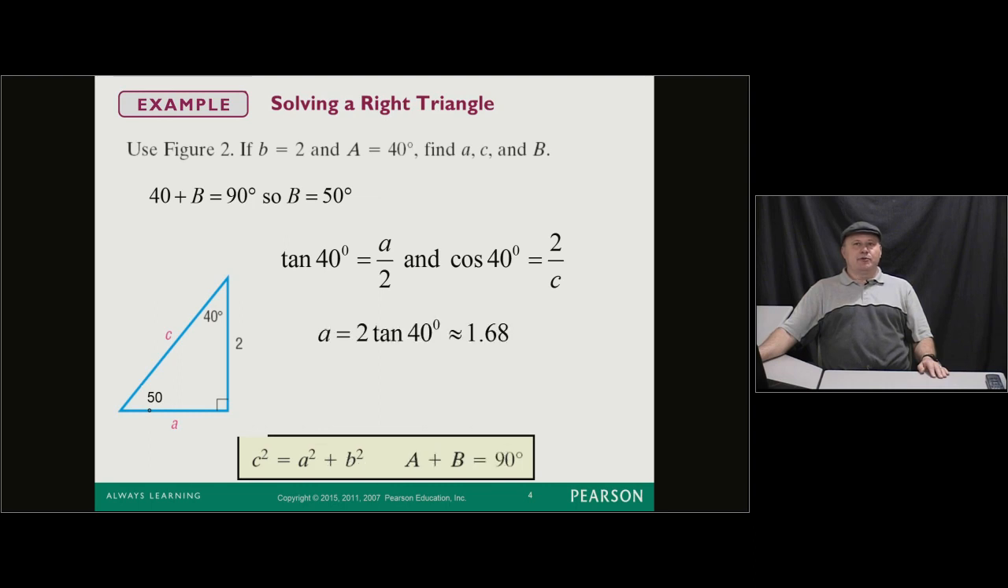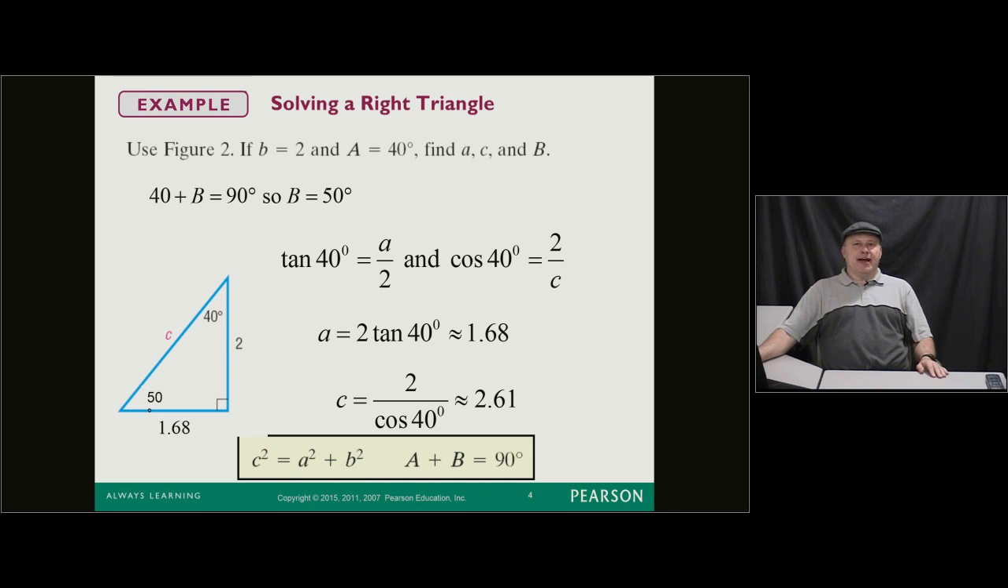And then you use algebra and your calculator. So little a is 2 times the tangent of 40 degrees. That's by multiplying 2 to the other side. And then using your calculator, that's 1.68. Alrighty? So 1.68 is the little a. And then little c is 2 divided by the cosine of 40 degrees, and you approximate that to be 2.61.